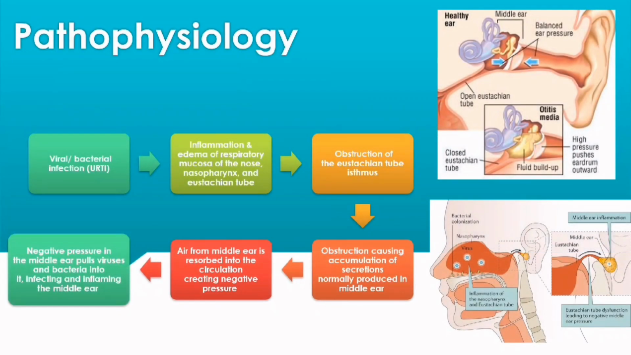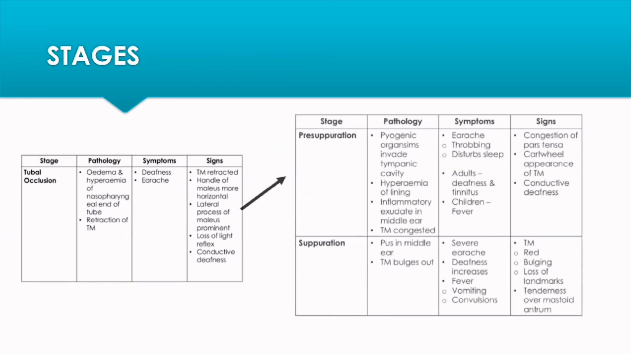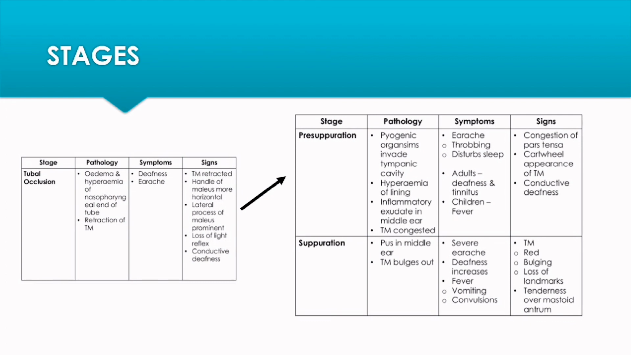URTI causes inflammation of the respiratory mucosa, which causes obstruction to the eustachian tube isthmus. Obstruction causes accumulation of secretion in the mid-ear. Air from the mid-ear is reabsorbed into the circulation, creating negative pressure, which pulls bacteria or viruses into it, infecting and inflaming the mid-ear. These are the stages of acute otitis media, starting from tubal occlusion, pre-suppuration and suppuration.